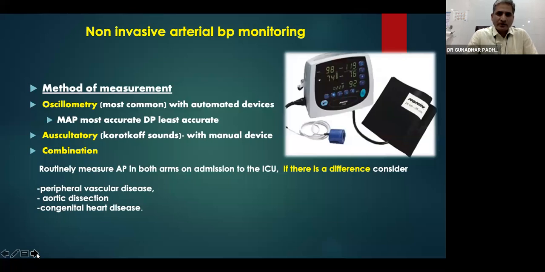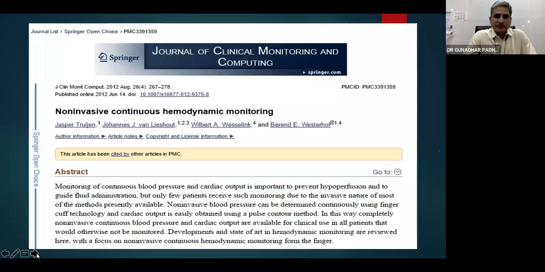Auscultatory method, always with the manual devices. We all know, nothing to be discussed regarding that. But the important thing is, whenever we find a difference of blood pressure in both the arms, or between the upper limb and lower limb, always think of peripheral vascular disease, whether the patient is in aortic dissection, or there is some kind of congenital heart disease. Most of the time we do not tell our staff to measure the blood pressure in all four limbs, upper and lower limb, right hand or left hand, which is very, very important, particularly in a patient who is unstable and where the pulses are low. In those cases, it is very, very important.